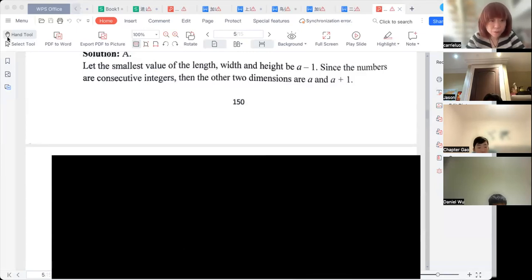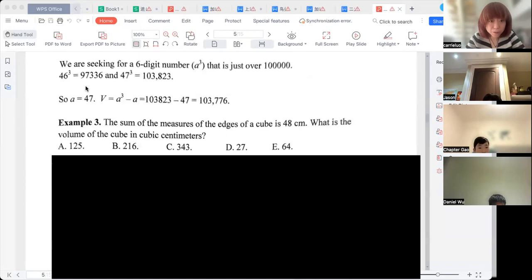Okay, so if understood, we're moving forward to number 3, okay? The sum of the measurements of the edges of the cube is 48. What is the volume of the cube in cubic centimeters? This question is really easy, so please do it yourself.